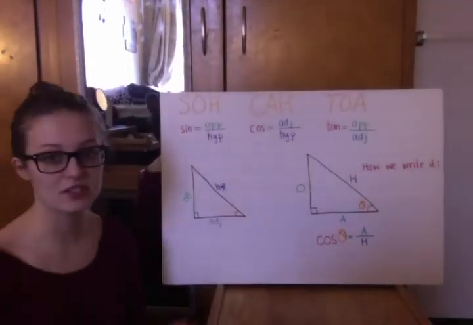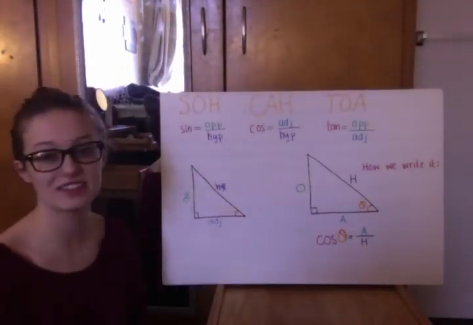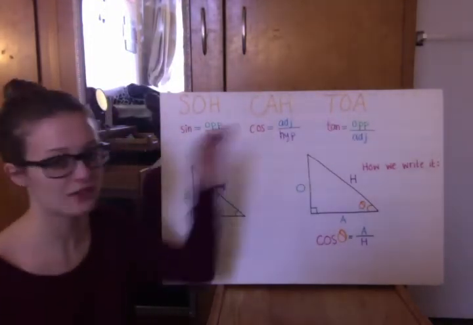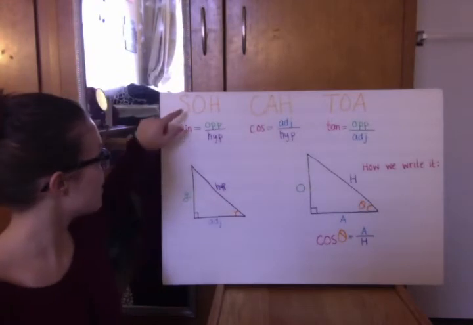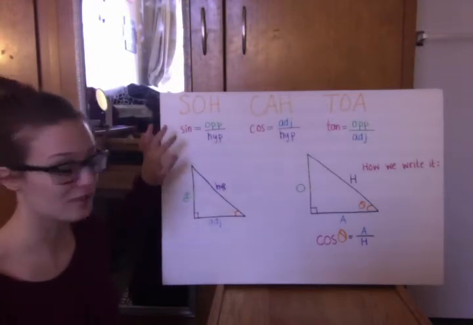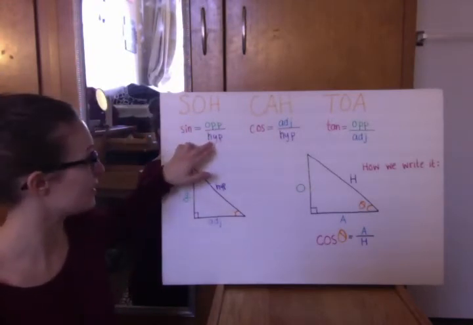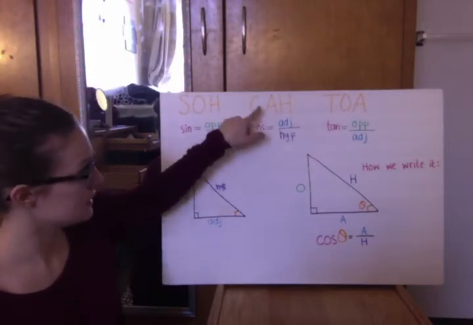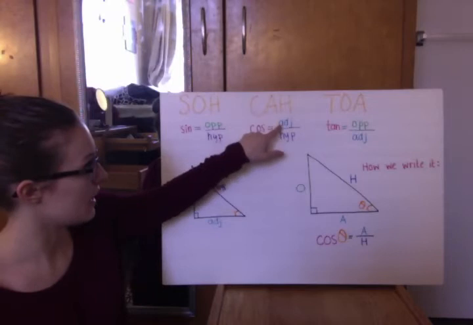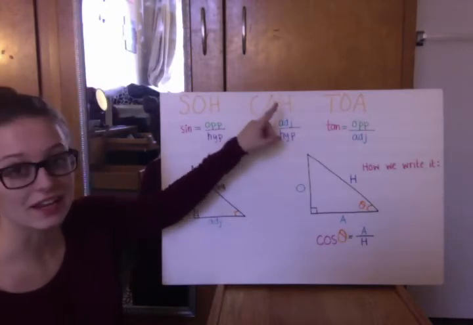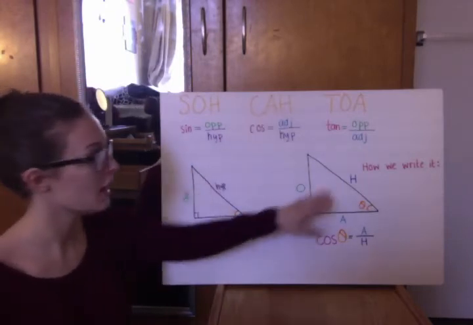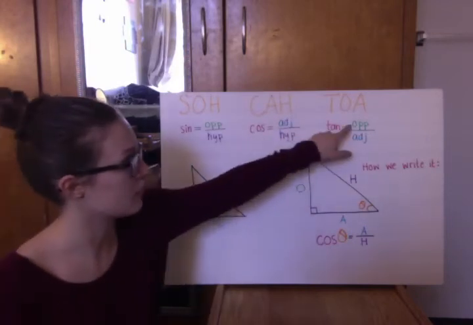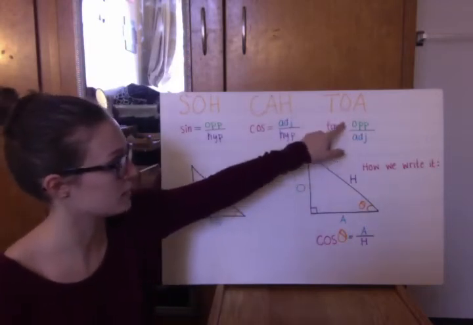Alright, so now SOHCAHTOA is going to be our best friend. Remember SOHCAHTOA in your head. So SOH stands for sine equals opposite over hypotenuse. CAH: cosine equals adjacent over hypotenuse. And then TOA: tan equals opposite over adjacent.